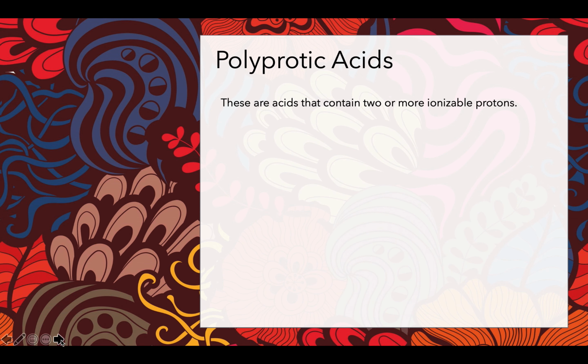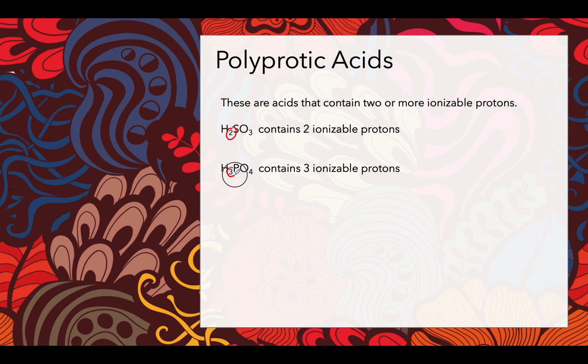All right, really fast. Polyprotic acids. Right here, I'm just looking to introduce you to this word, what it means, and your ability to recognize a polyprotic acid. These are acids that contain 2 or more ionizable protons, so H2SO3. Because of that 2 right there next to the hydrogen, that's how we know that it's polyprotic. And then I'm sure you can think of some other ones. H3PO4. This particular acid has 3 ionizable protons. And that's it. That's all we're going to do with polyprotic acids. Do you understand what the word means? Can you look at an acid and determine if it's polyprotic or not?